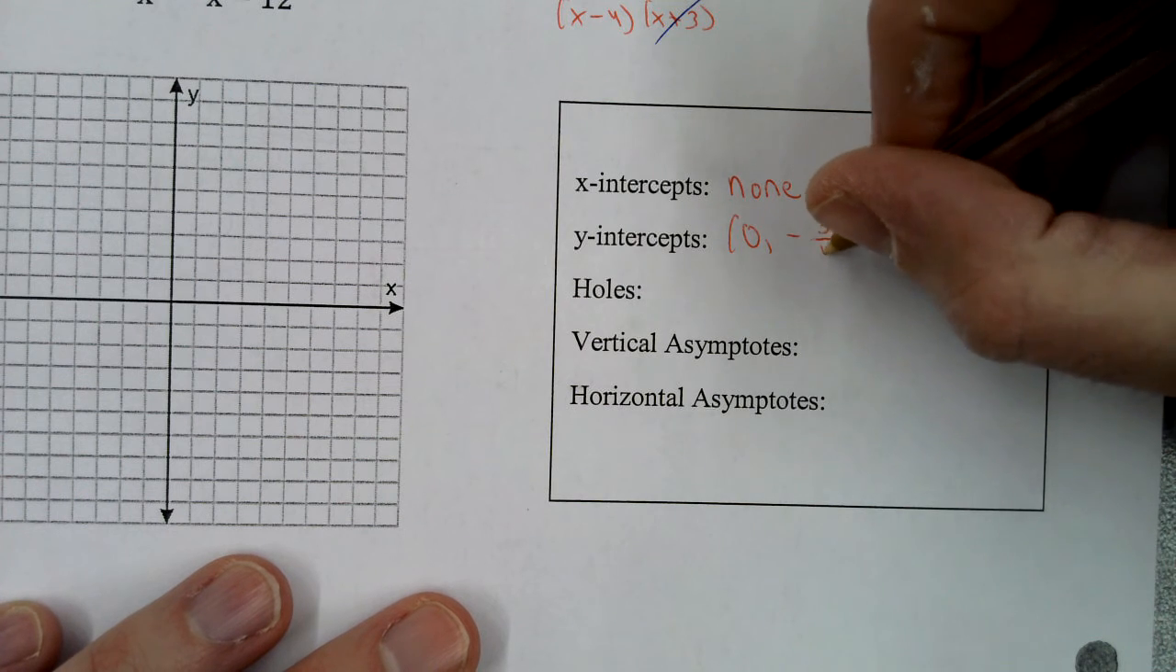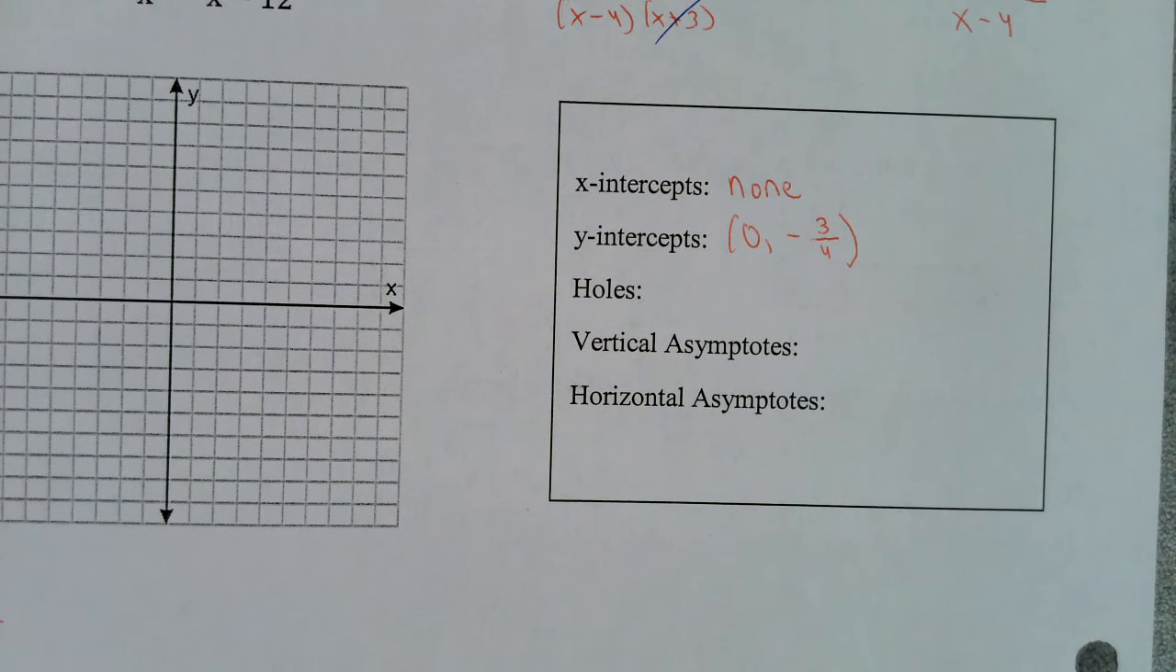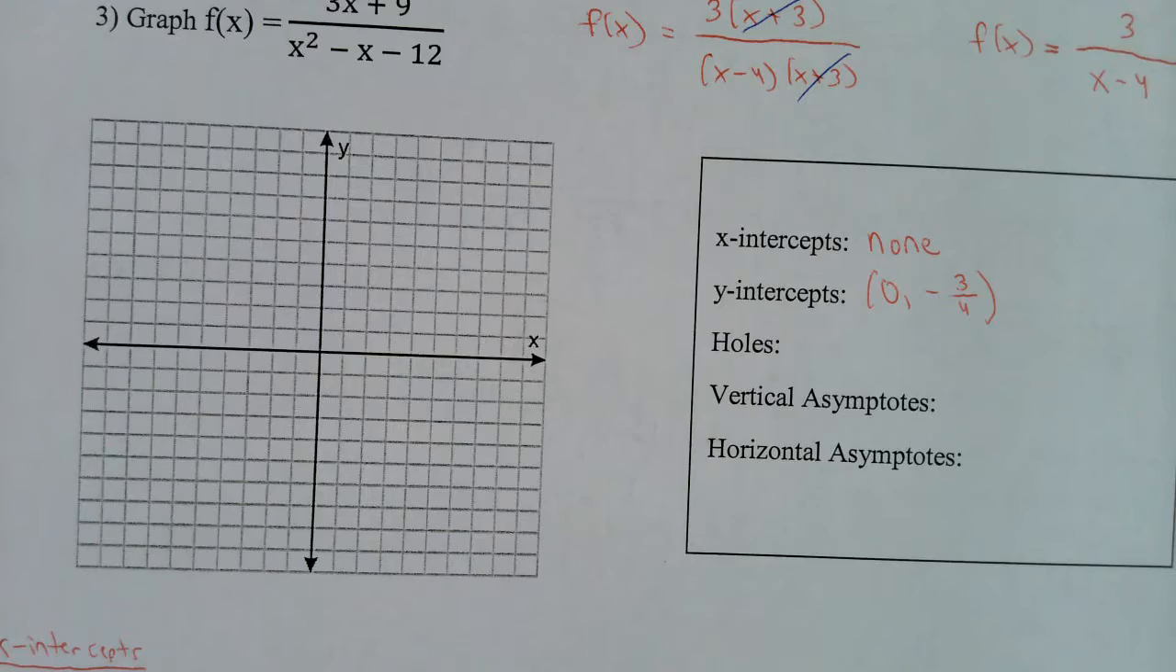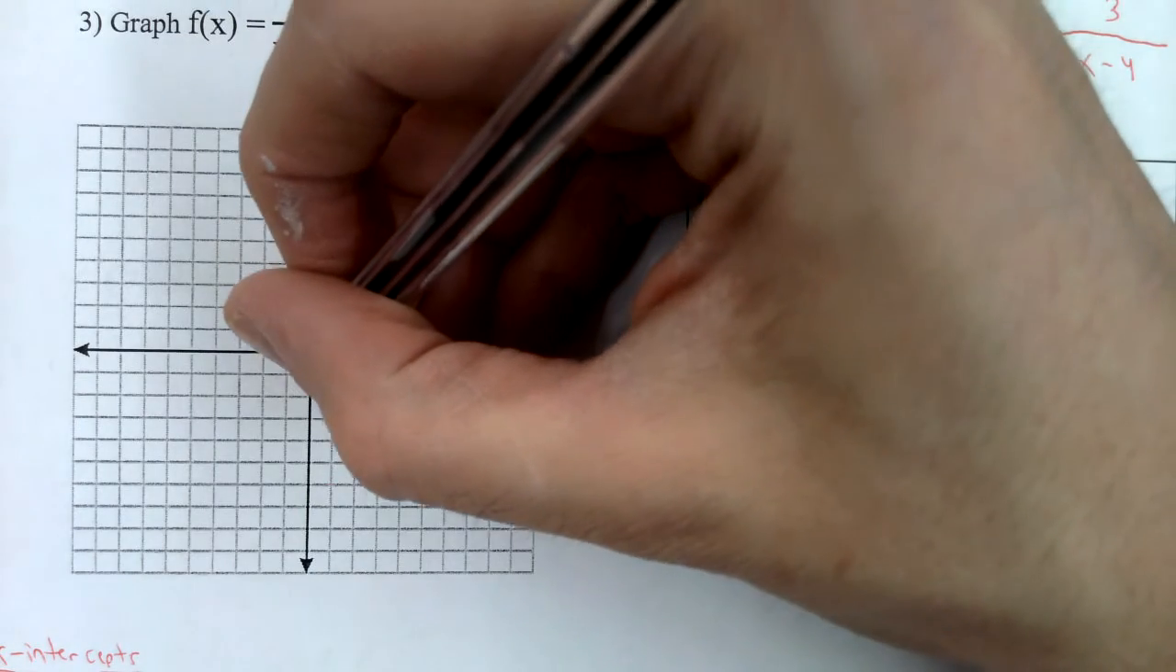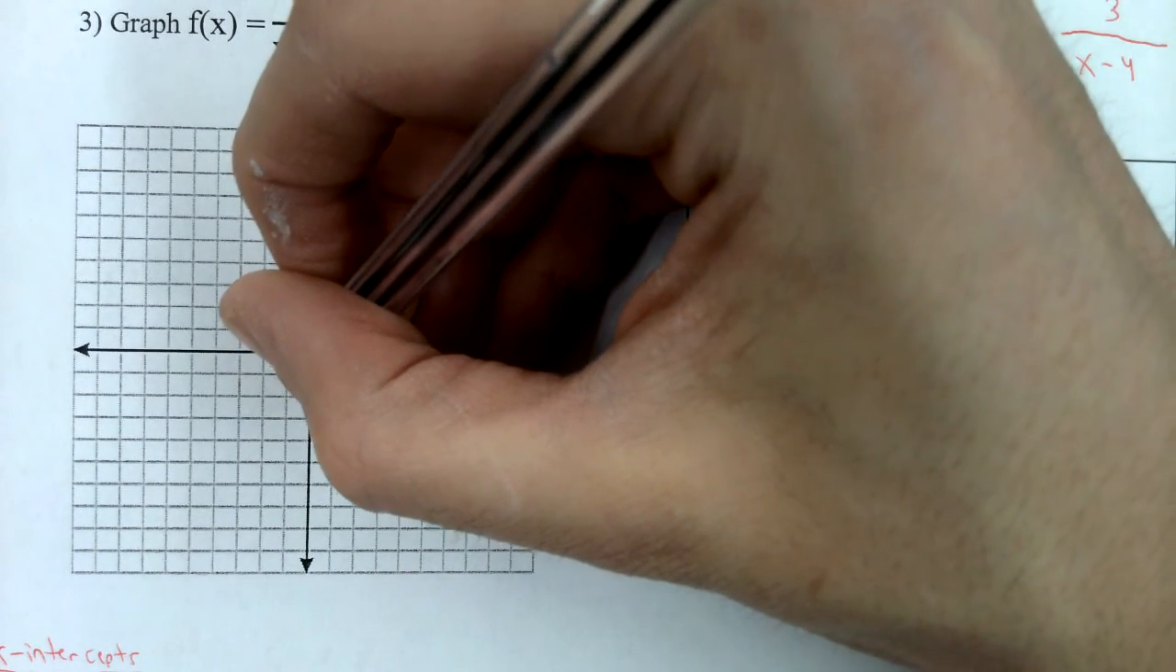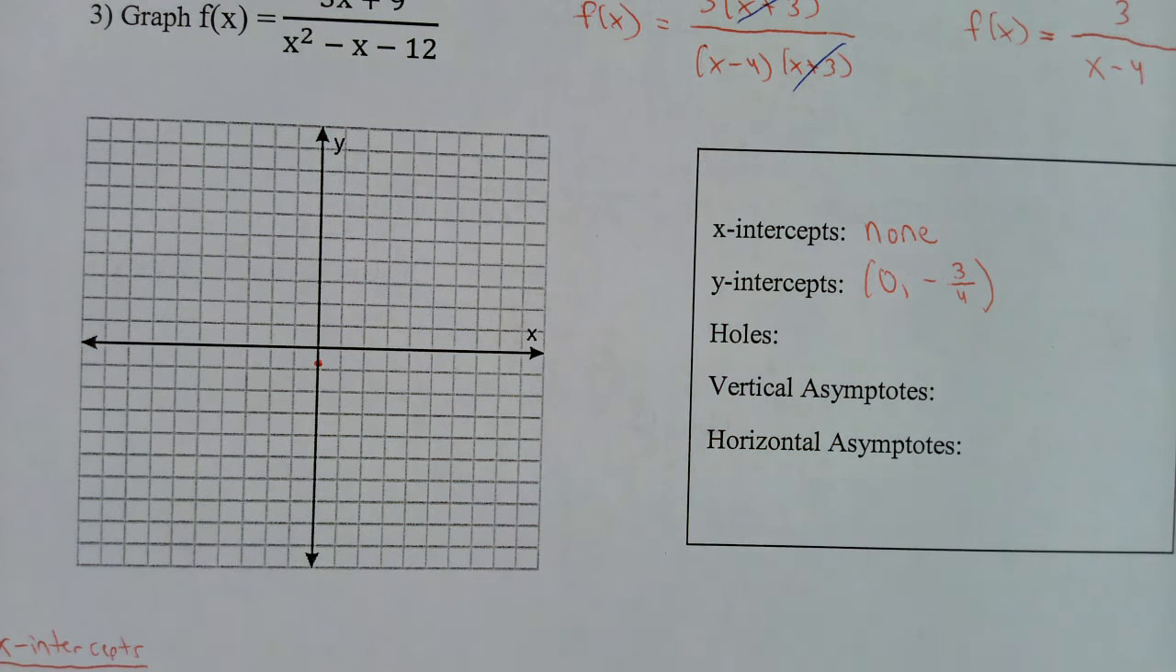Let's graph that as we go. You can just estimate that. Okay, negative 3/4, somewhere between 0 and negative 1, close to the negative 1, so like right there is good. Okay. Graph it as you go.